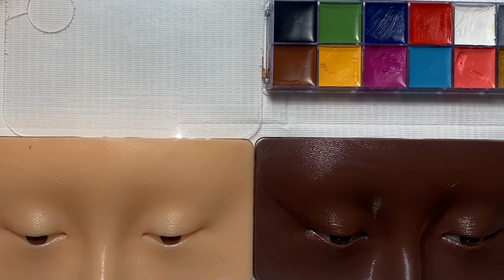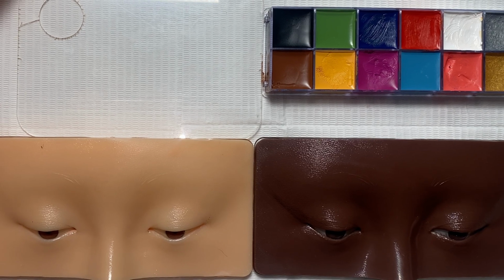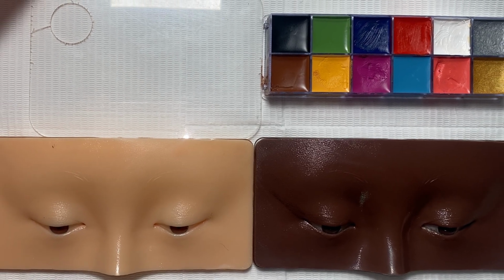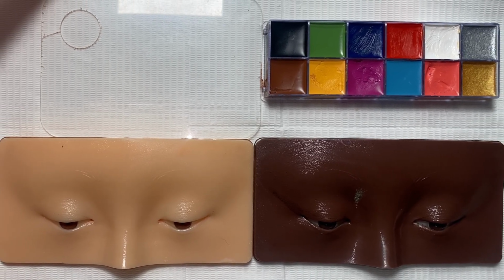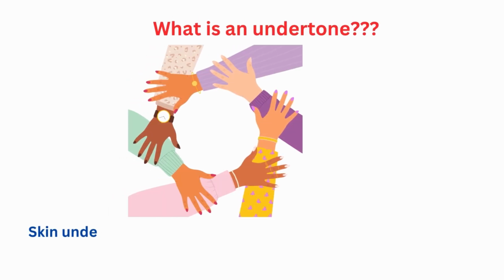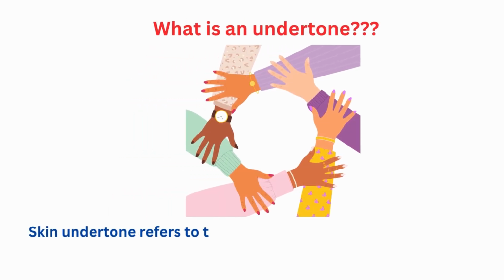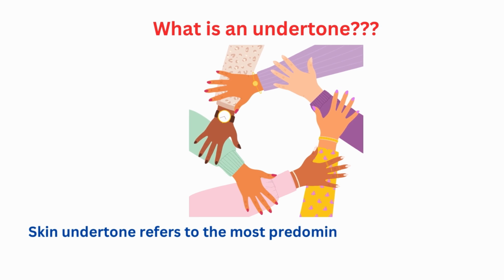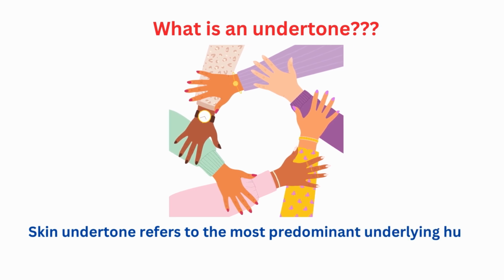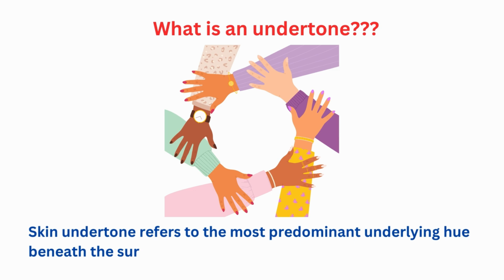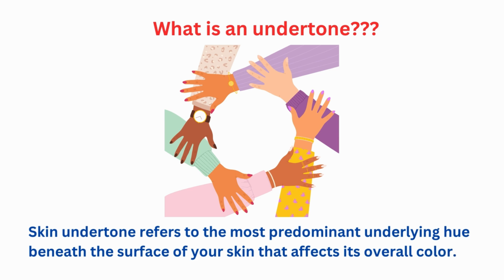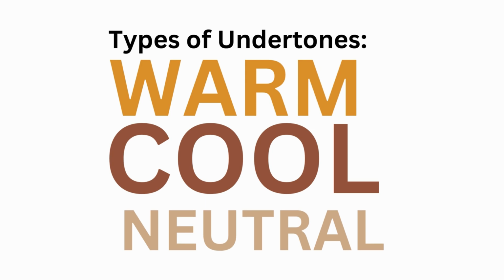Now, the first thing that you need to understand before you can figure out your perfect foundation match is to understand your undertone. Now, what is this thing undertone that people keep talking about? I'm going to break it down for you. Your skin undertone is basically the most dominant hue beneath the surface of your skin. So basically, it's the color from beneath your skin that is going to affect your skin tone hue and color the most. So there are 3 undertones.